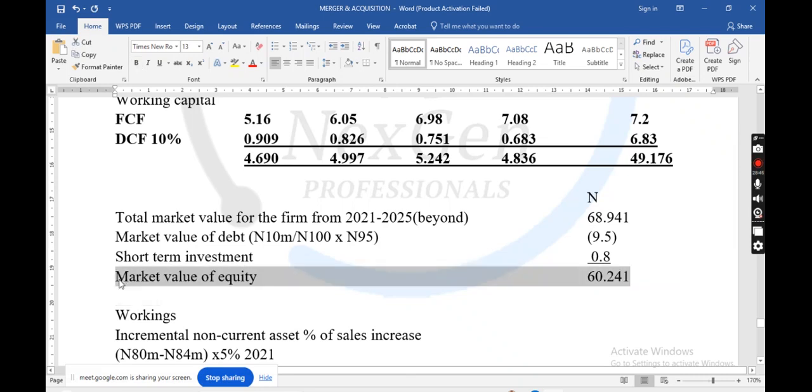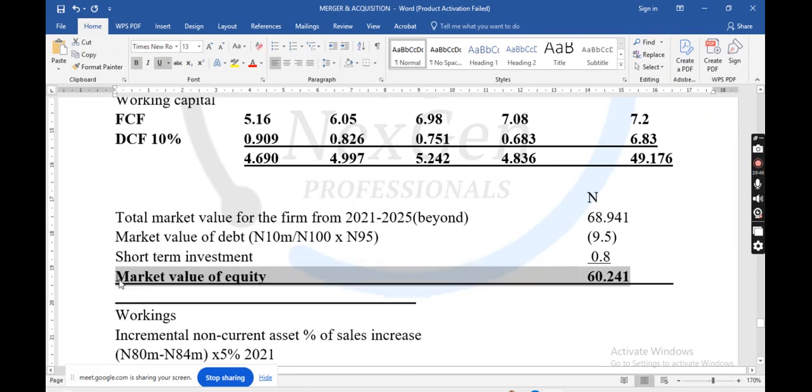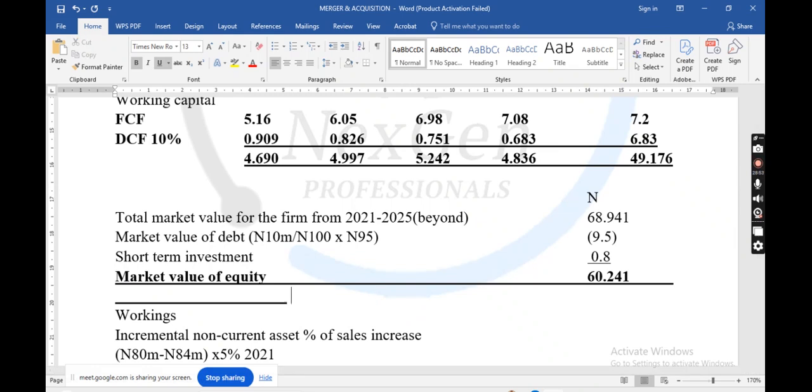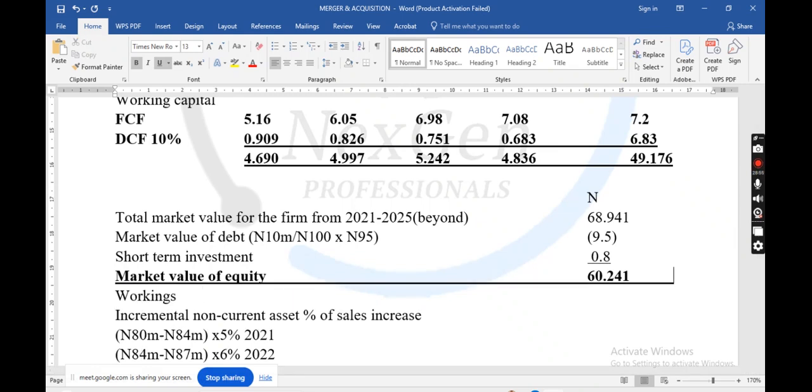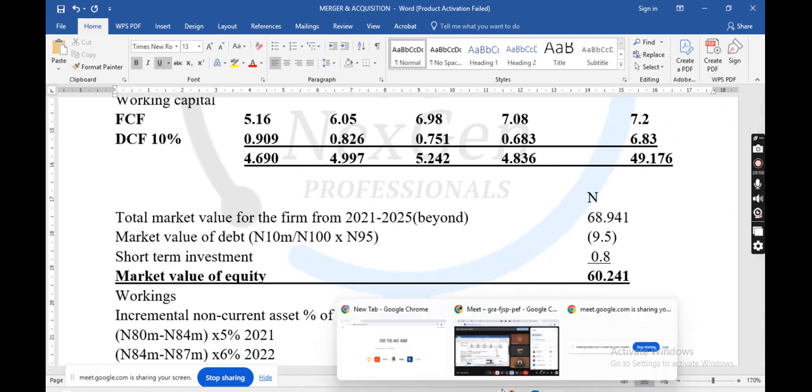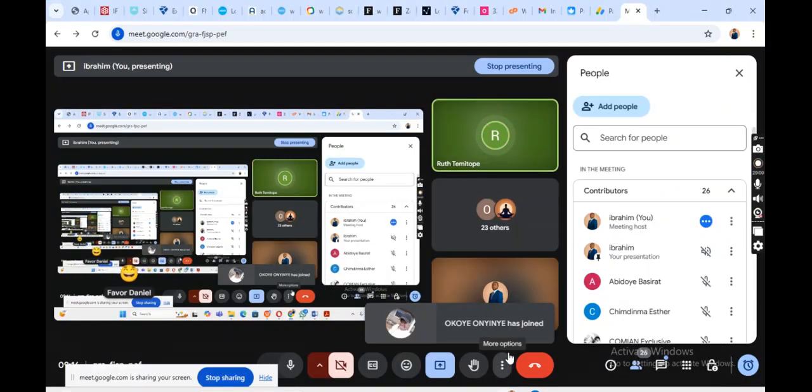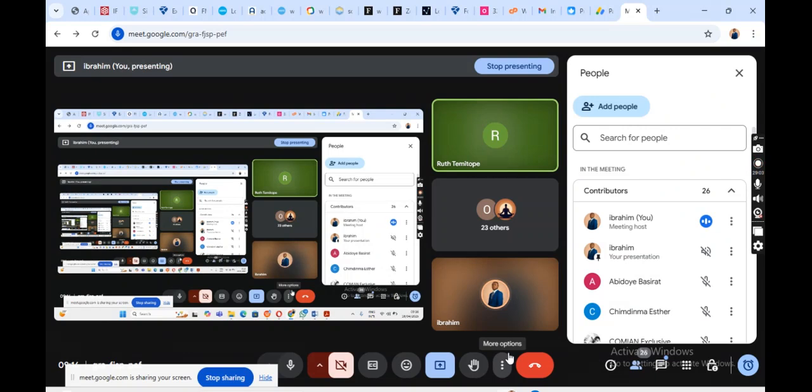Ruth Temitope, she's part of those who say the class should start by 8, but she's joining 9:17. Sorry, sir, I was having a network issue. Interesting.